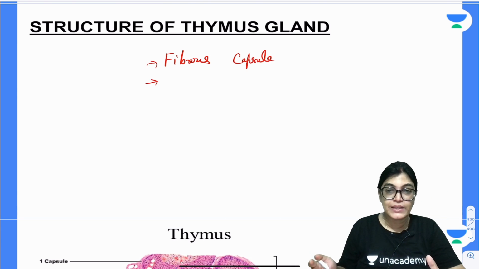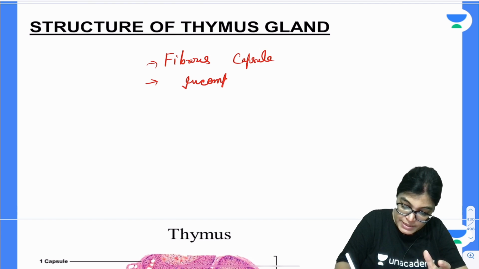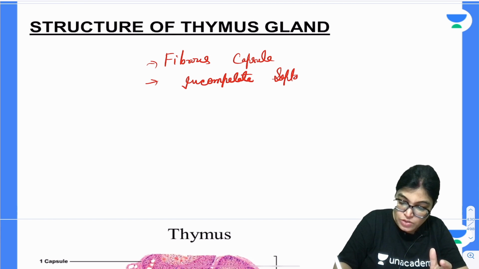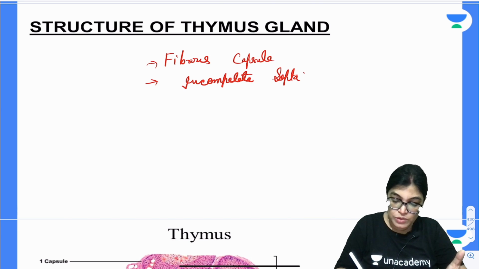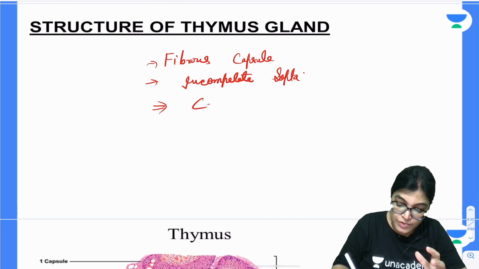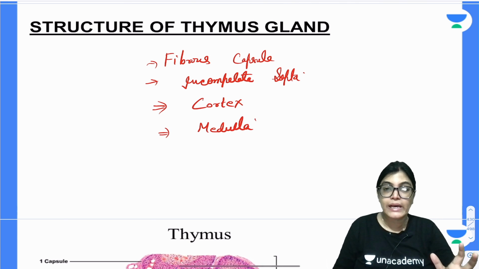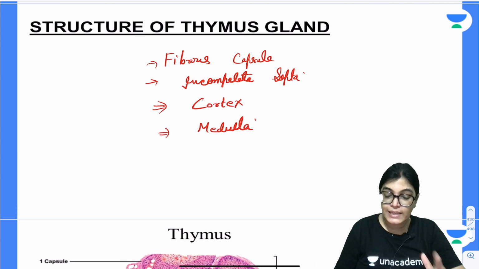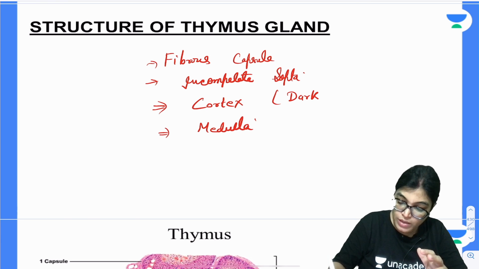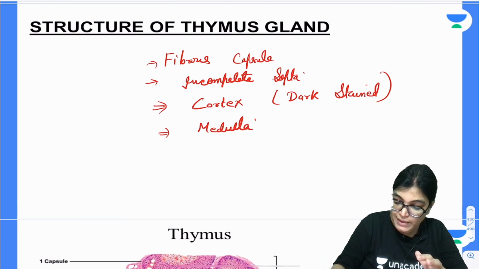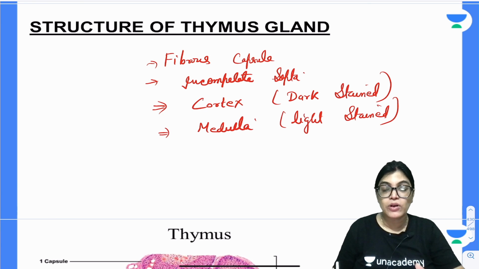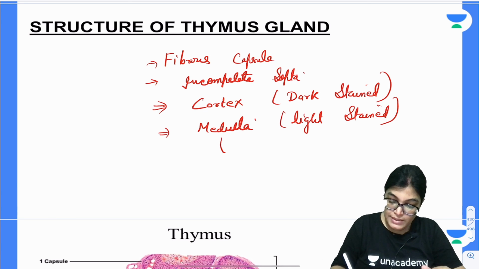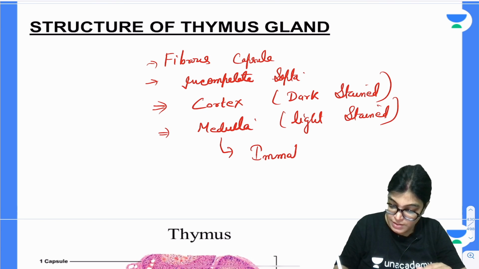From here, incomplete septa are given inside. These incomplete septa will divide the interior of the thymus gland into lobes and lobules. Inside there will be a darker stained cortex and a medulla. The cortex will be dark stained, and the medulla will be light stained. Why is this so? The medulla is light stained because it contains immature T lymphocytes.